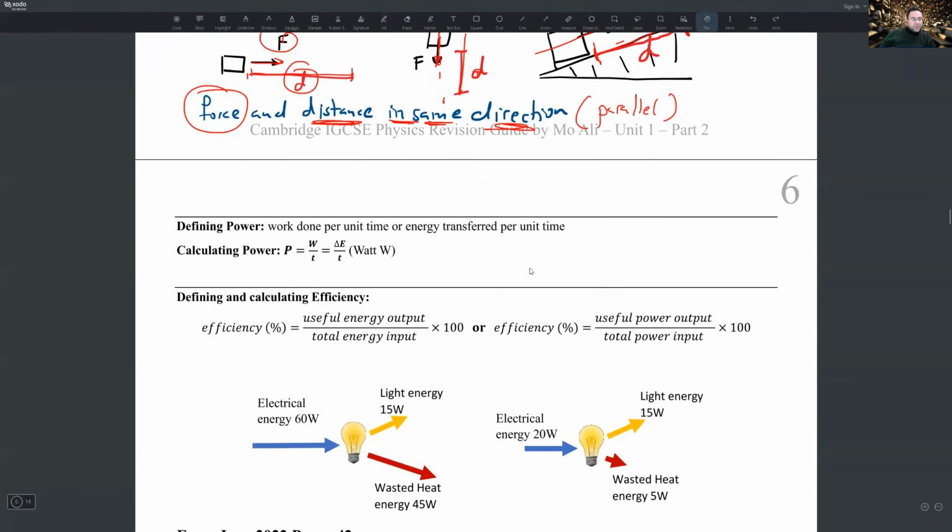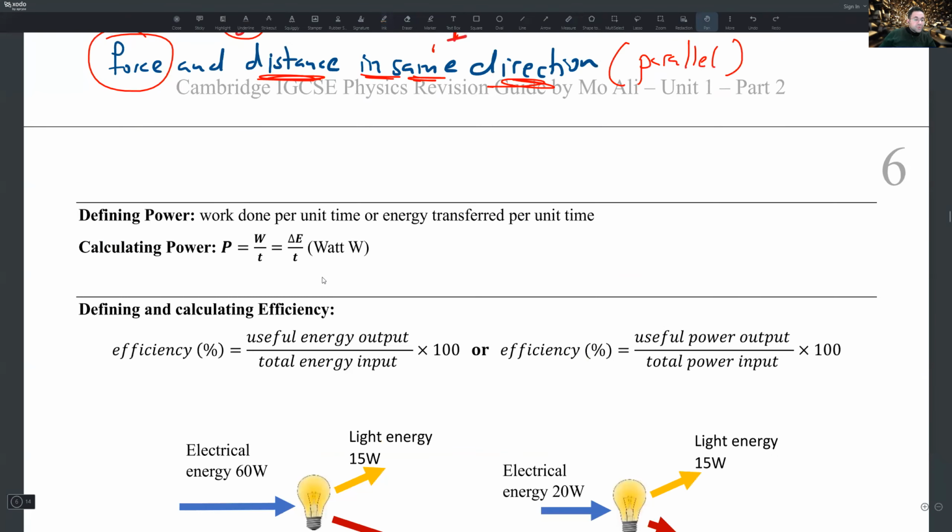Next, power. What is power? Power is very important because we will see it again in unit 2 and again in unit 4. So you need to keep it in mind. It's defined as the work done per unit time, or energy transferred per unit time. How fast you transfer the energy. The equation is work over time, or energy over time. And the unit is watts.